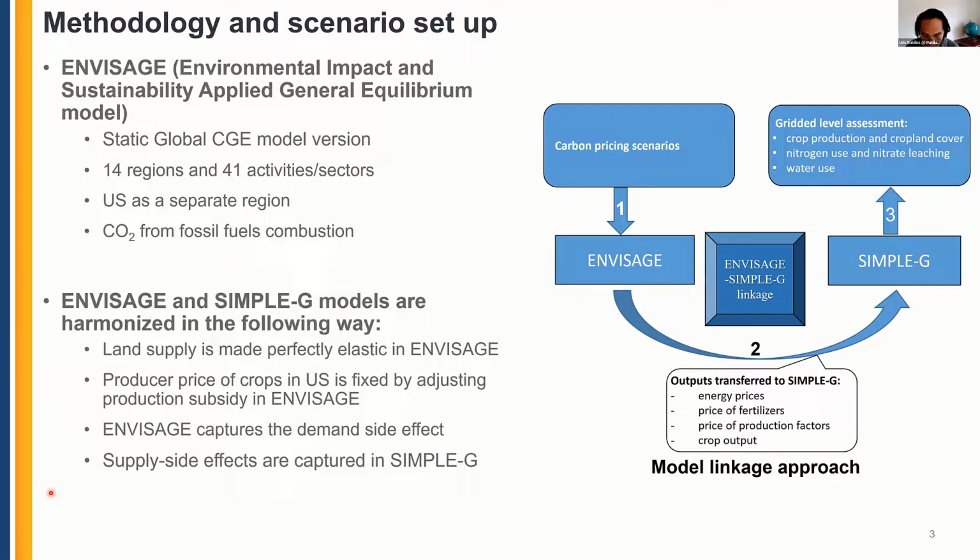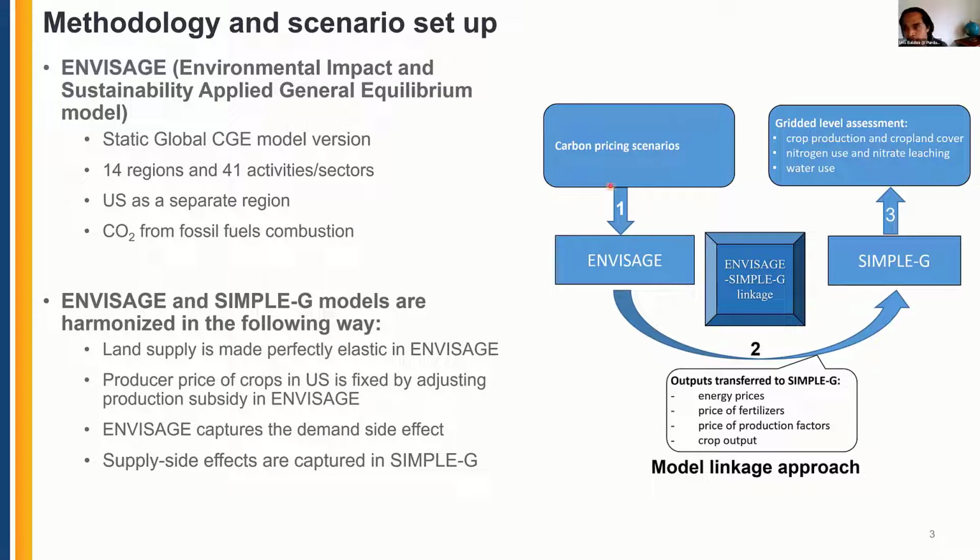So to answer these questions, we're using two types of models. First would be your ENVISAGE model, the Environmental Impact, Sustainability, Applied General Equilibrium model. And we're using a static version of this global CGE model. So think about 14 regions, 41 activities, and the US would be a separate sector. And for this particular version, we're tracking fossil fuel combustion within the economy. So if you look at the simplified figure, this is how we try to link these two models together.